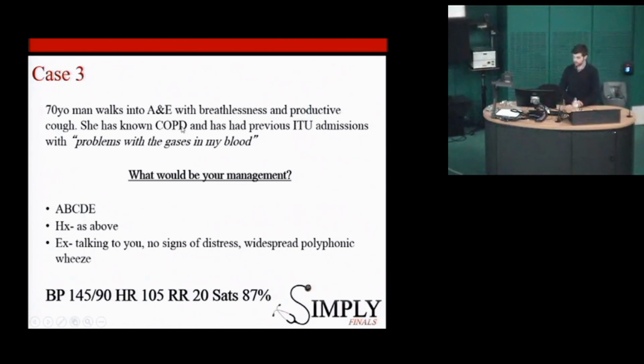With COPD you would expect and accept sats of between 88 and 92, so 87 is kind of borderline. A respiratory rate of 20 is probably similar. A heart rate of 105 in A&E, probably a lot going on. He's come to A&E breathless, so you'd expect it to be a little bit high. So I'd say that's a medium picture.